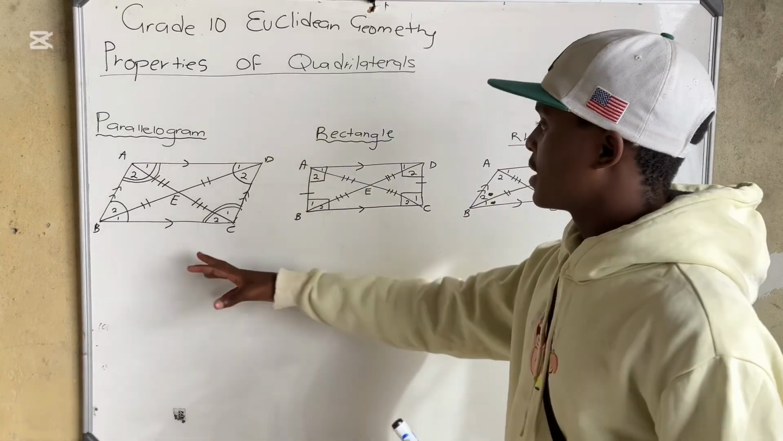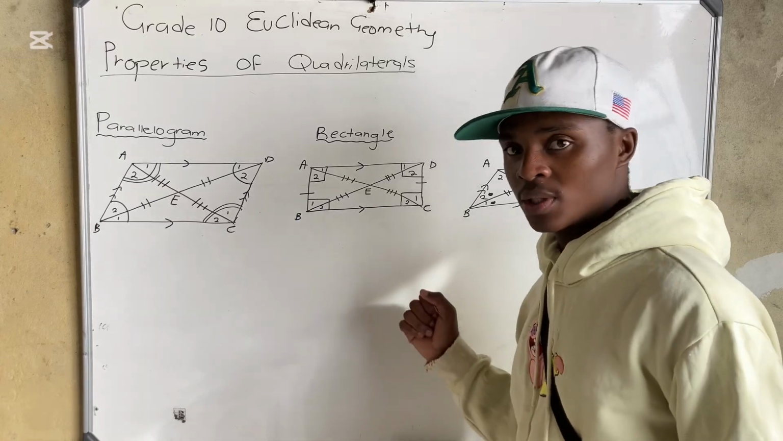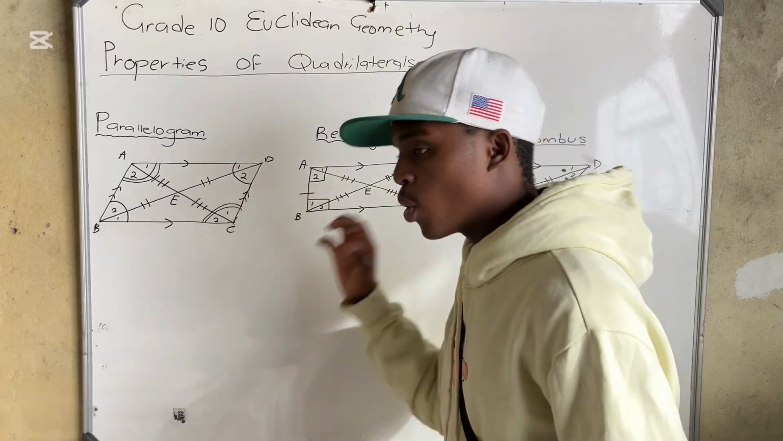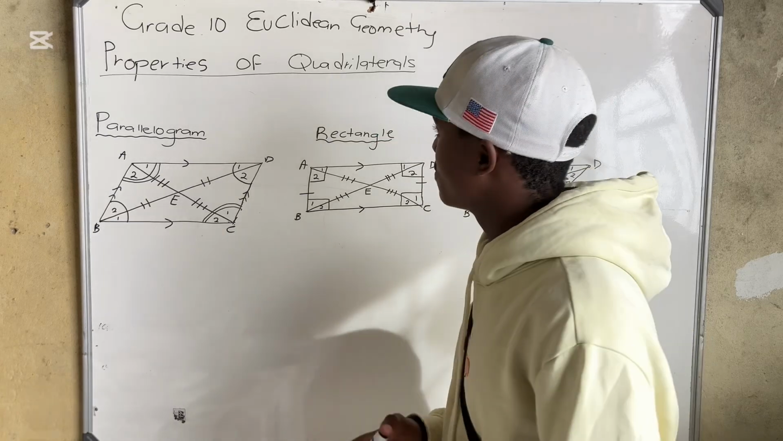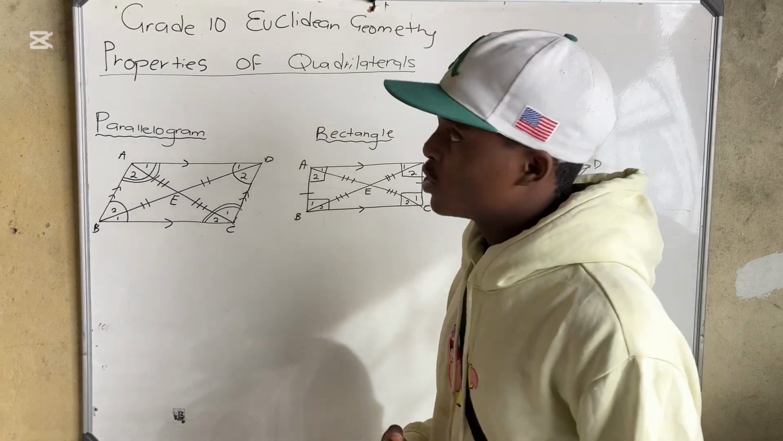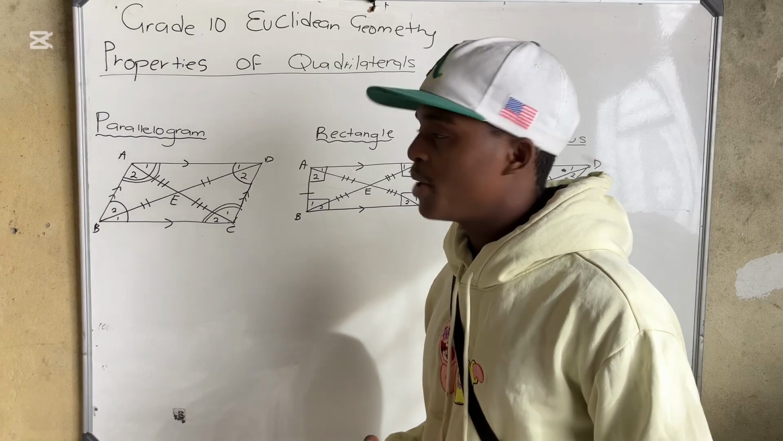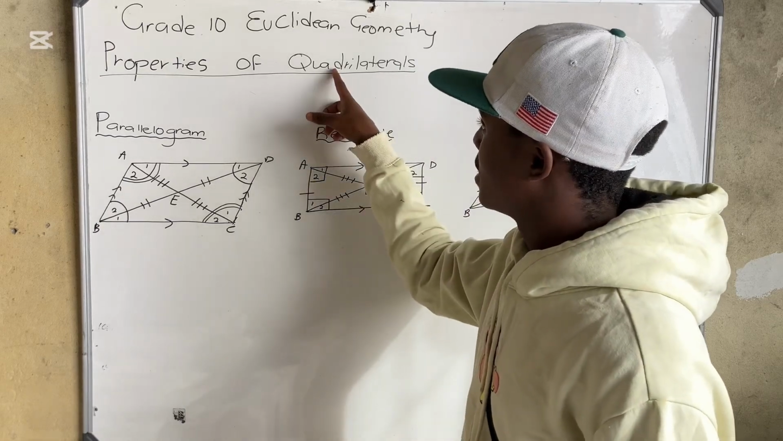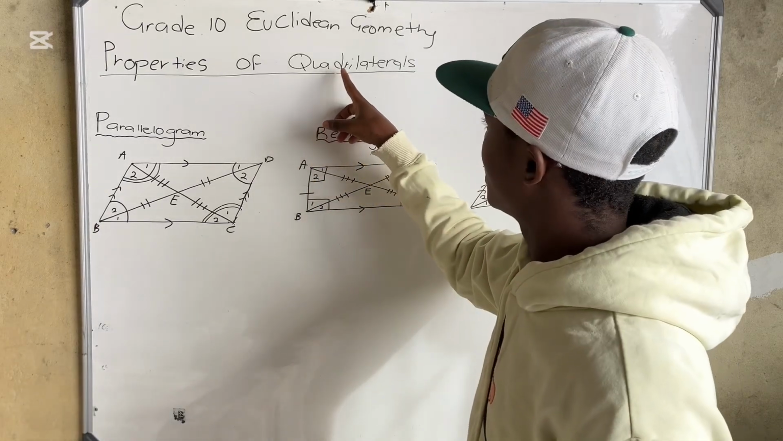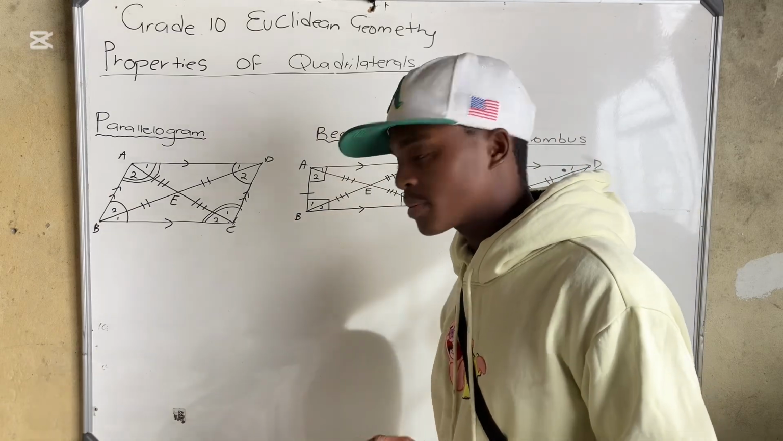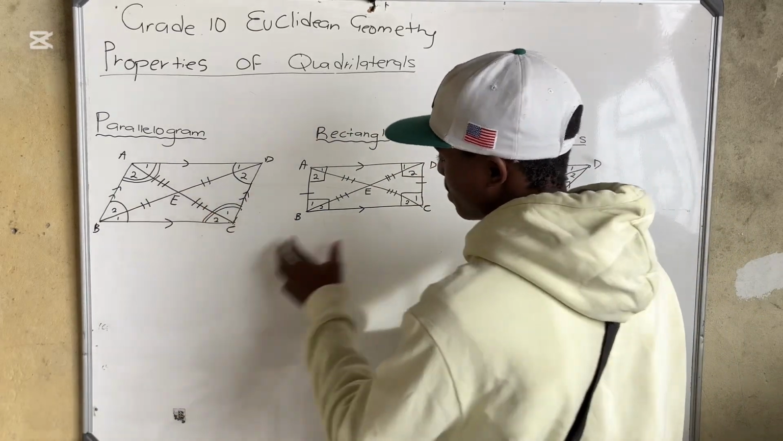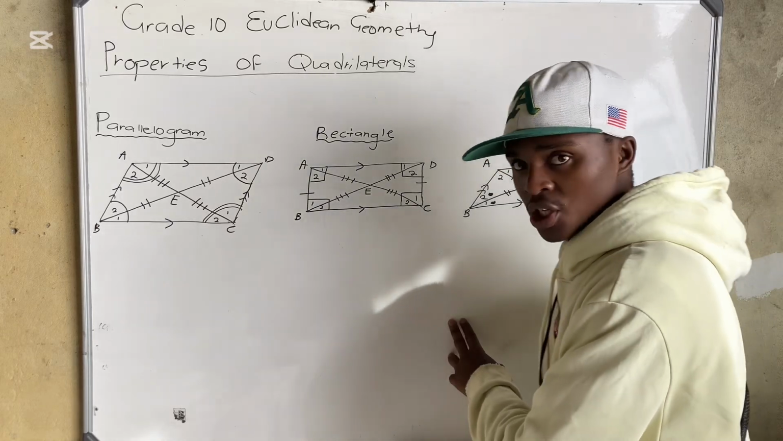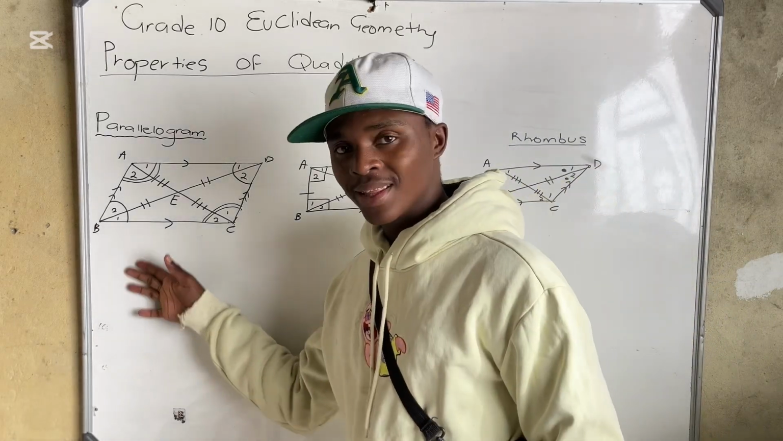So I have three diagrams on the board. These diagrams are called quadrilaterals. What is a quadrilateral? It's a four-sided shape. So if your shape has four sides, then we call it a quad. Quad means four, and then trilateral. So now I want us to discuss this shape and this shape and this shape. So we're going to start with this one.